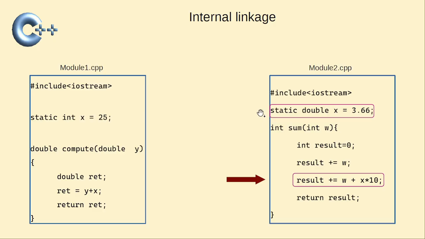And here module 2 uses an internally linked variable in the function logic. Now here, module 1 and module 2 have their own variables x. They are different variables, they get different memory space, and they are visible to their respective modules only.